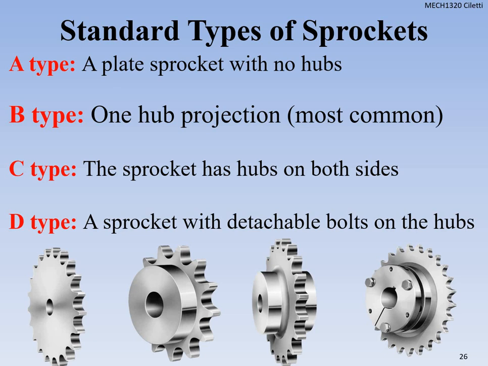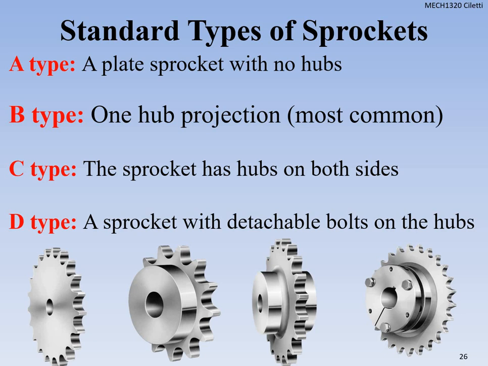There are 4 types we're going to look at. Type A is a sprocket plate with no hubs. That's the picture of the sprocket all the way on the left-hand side. We're going to go left to right with our A, B, C, D. All the way to the left is type A, all the way to the right is type D, and we're going to go in order. Type B has one hub projection. That's the most common, the one I showed you on the previous slide where the hub was sitting underneath. The hub is the part that's coming off the plate of the sprocket, so our shaft has more to sit on, essentially.